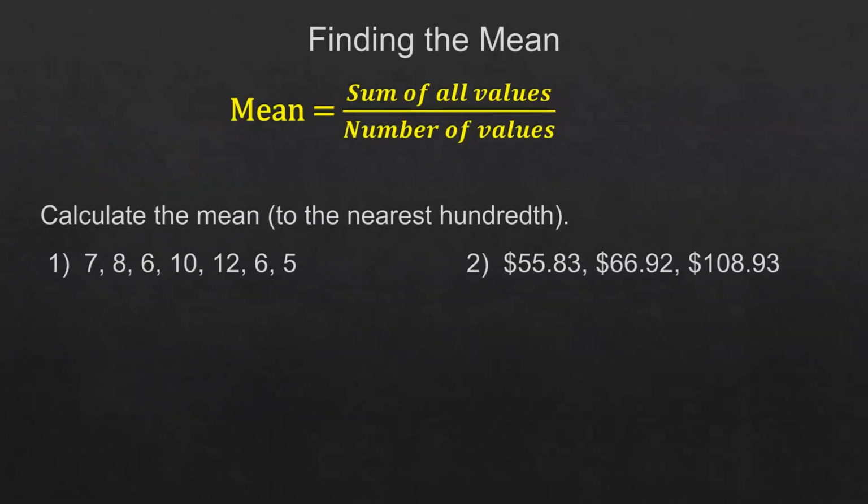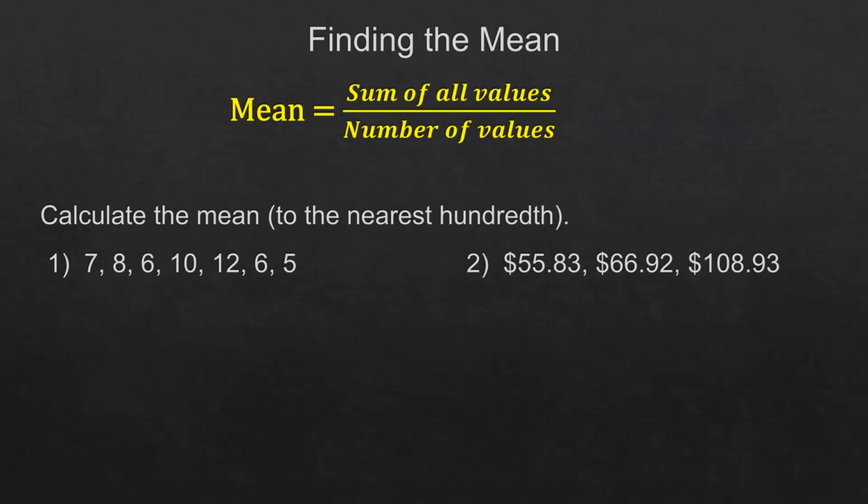So here's the information that tells you how to find the mean. We find the sum. We add up all the parts, right? The sum of all the values, and then we divide by how many there were, the number of values. So let's take a look at these two examples. Also notice it says to round to the nearest hundredth. So whenever you're rounding, you need to pay attention to that part.